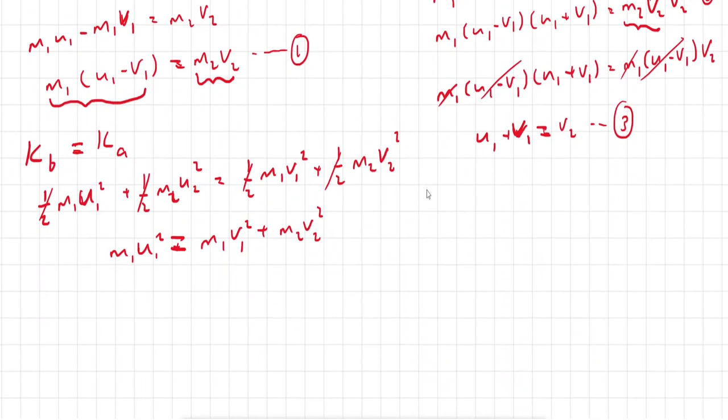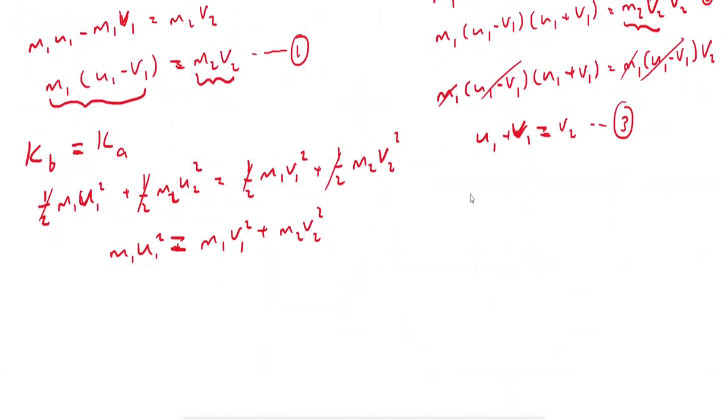So I'm not going to hide this. I'm going to take this equation 3 and actually substitute it into equation 1. I'm just doing simultaneous equations here. So when I do that, I'm on equation 1, then I have M1 U1 minus V1, that's my equation 1. Now, where I see V2, I am going to substitute U1 plus V1, which is from equation 3. So I just basically have something like this. So I'm just going to solve for V1. That's basically what I want to do.